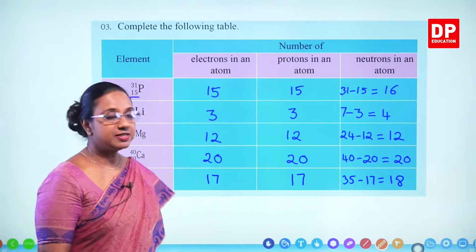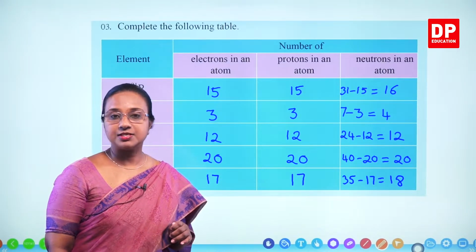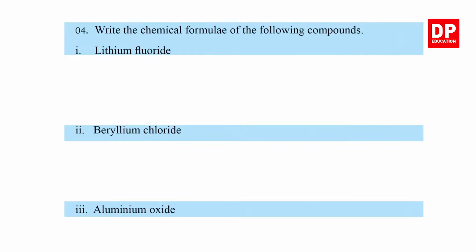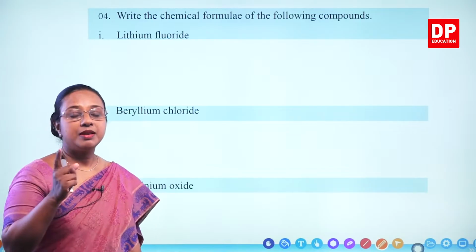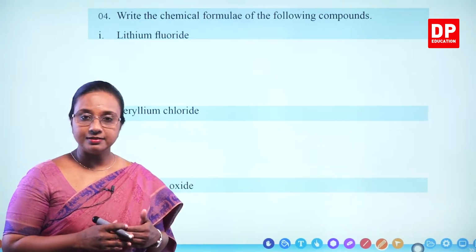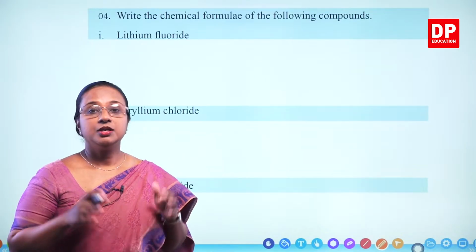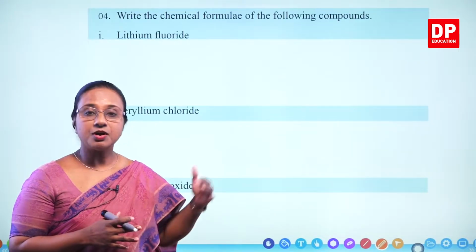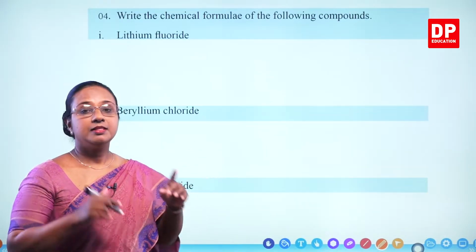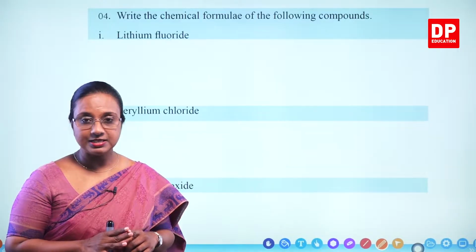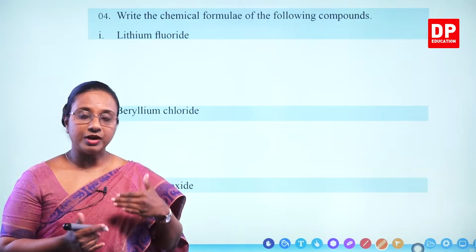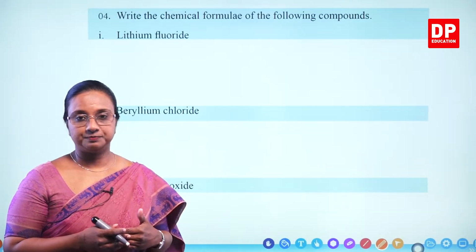We have filled up this table. We will get on to the next question. Write the chemical formulae of the following compounds. Remember, students, how we write the chemical formulae? You need to write down the standard symbols of the atoms of that compound first. Then you write the valencies, exchange the valencies, and finally you write the chemical formulae.